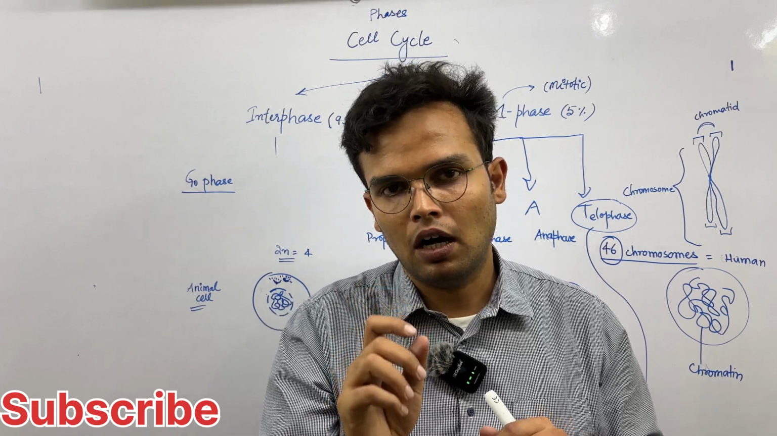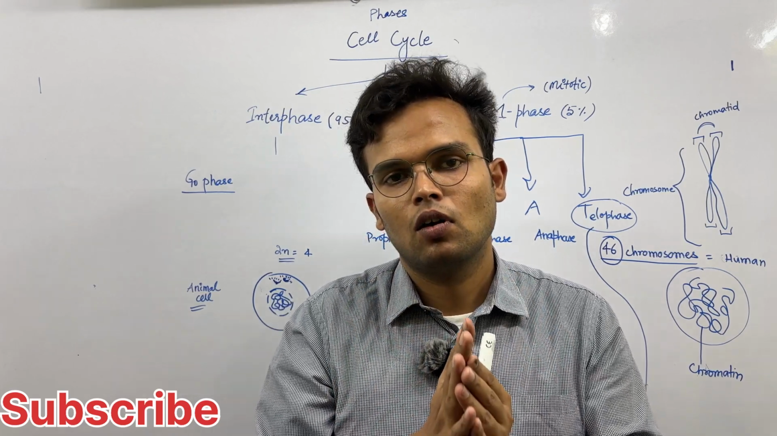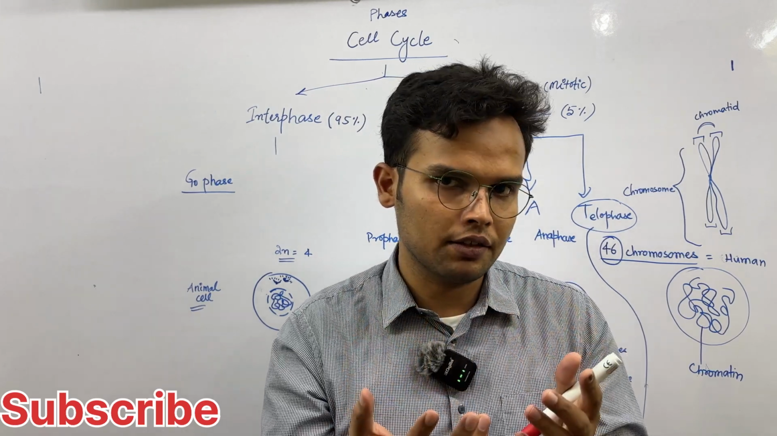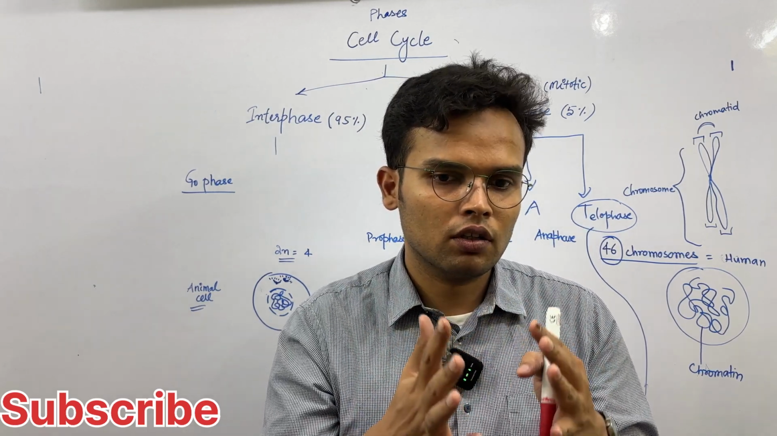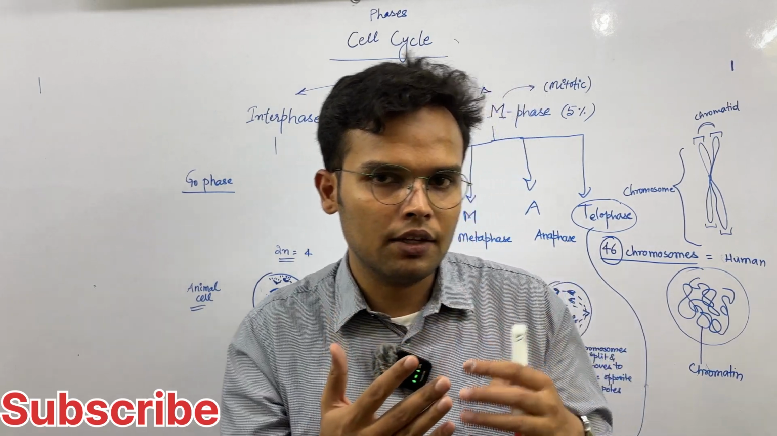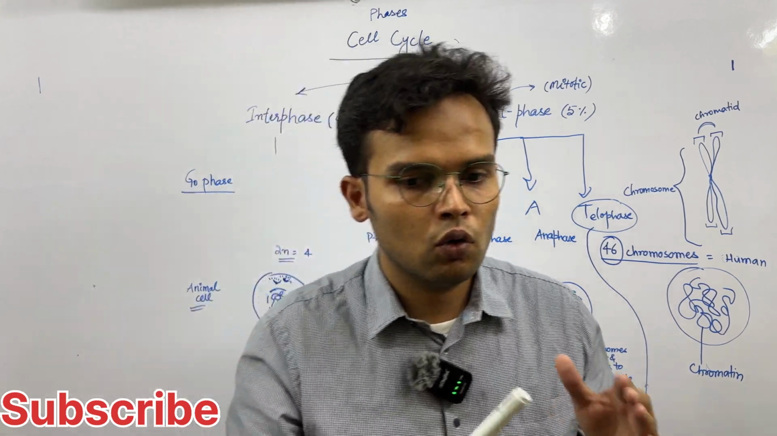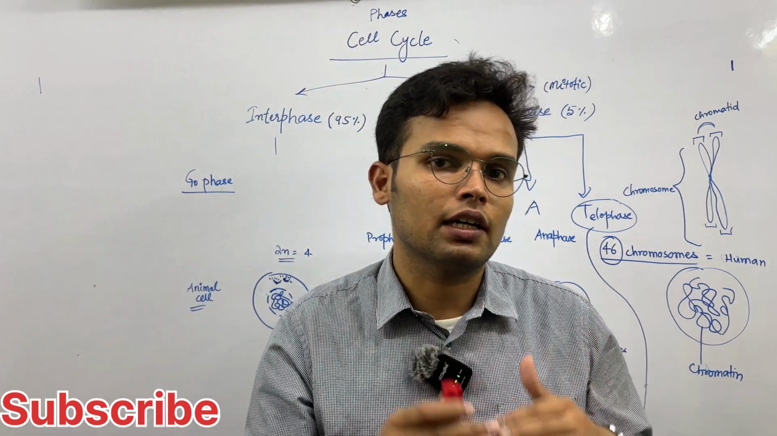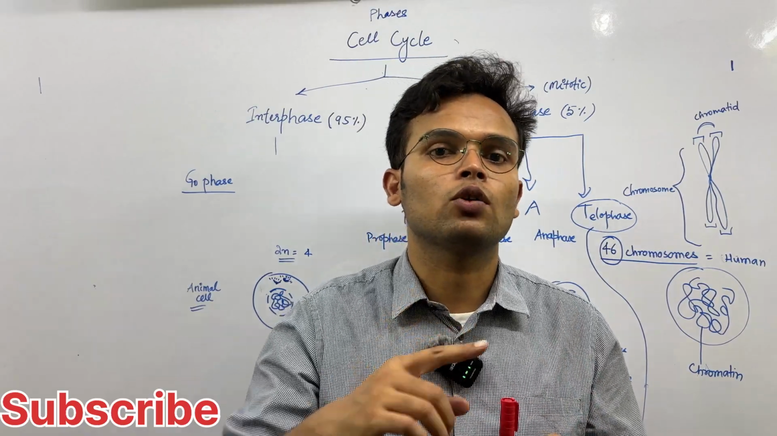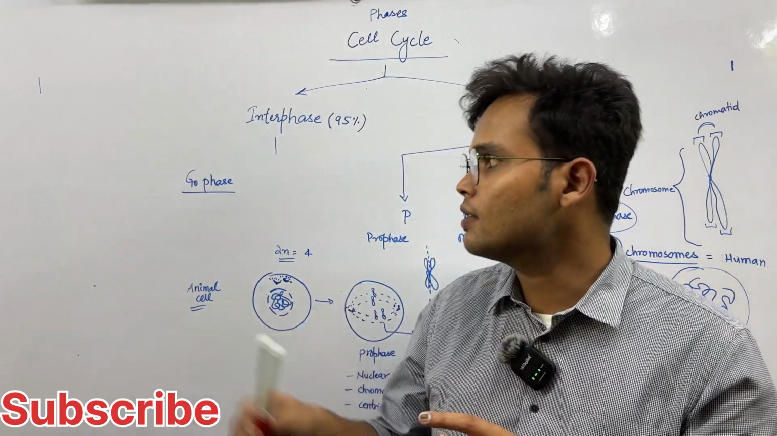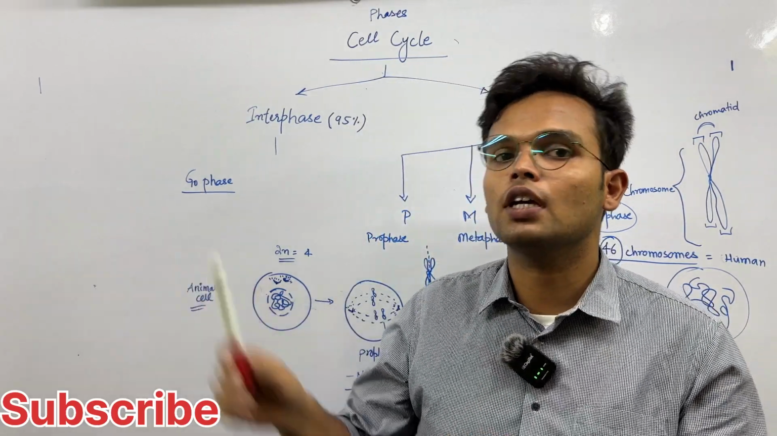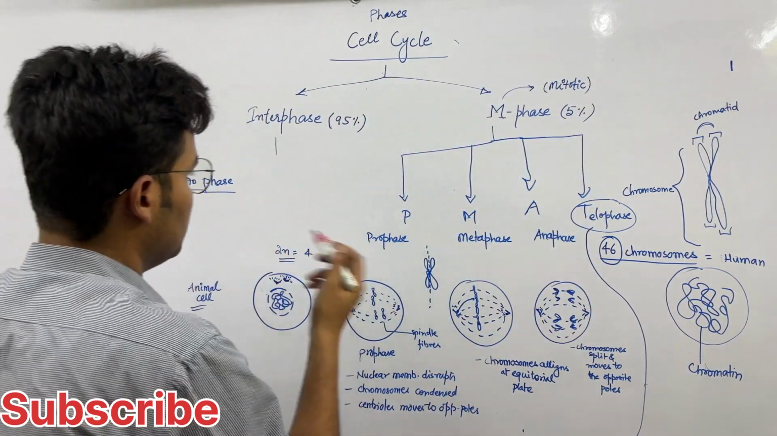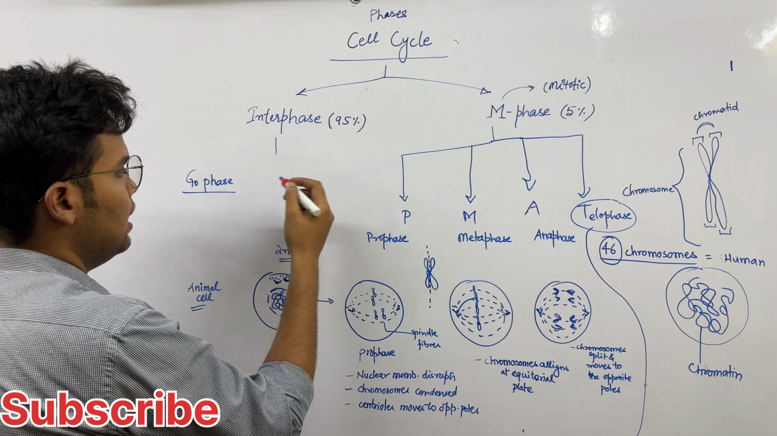If somehow these cells do not come back into the cell cycle for any reason, they want to get destabilized or they want to go into a resting mode. If they are not metabolically active, then they will enter a specific phase, that's what we call G0 phase. The question arises, where does the G0 phase come?